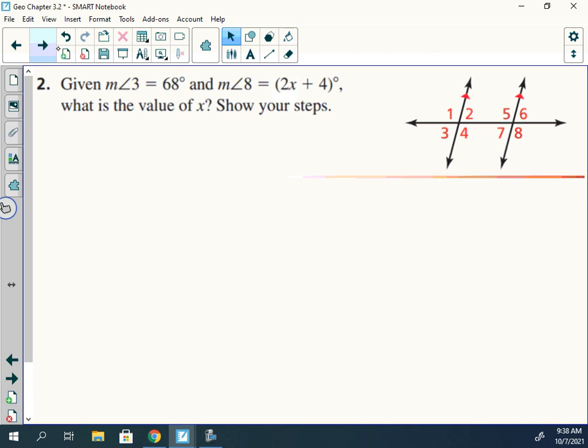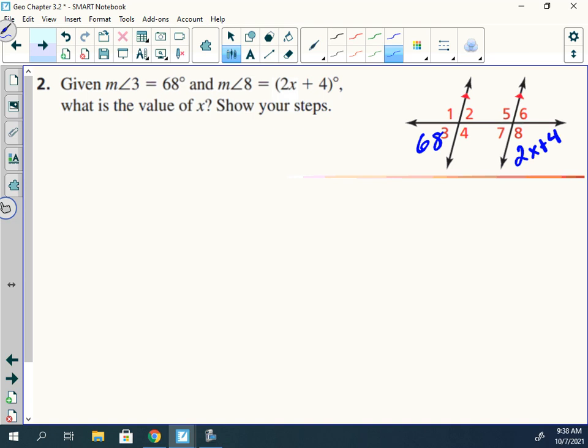Given that the measure of angle 3 is 68 degrees, okay, I'd fill that in. And the measure of angle 8 is 2x plus 4. What is the value of x? Show your steps.